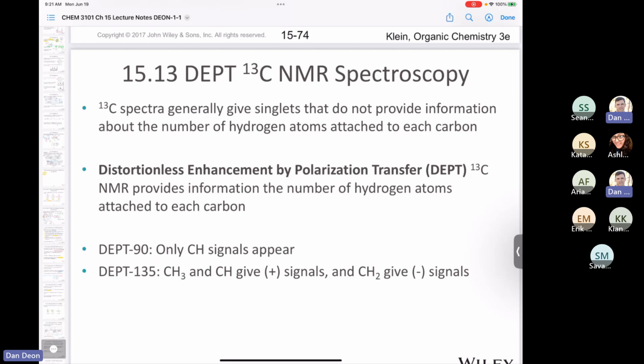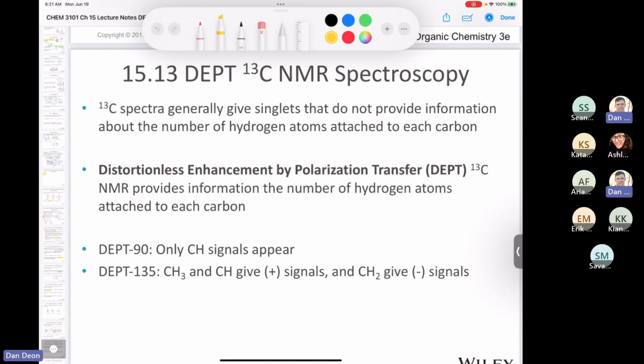And there's two types of DEPT experiments. The first one is called a DEPT 90, okay? And in a DEPT 90, the only thing that shows up is methines. So methine signals are the only thing that shows up. Then you can run what's called a DEPT 135, and in a DEPT 135, what you end up with is something really interesting: the methines and methyls are pointing up. So any methyl or methine is going to be pointing up like this, and the methylenes are actually pointing down, okay?